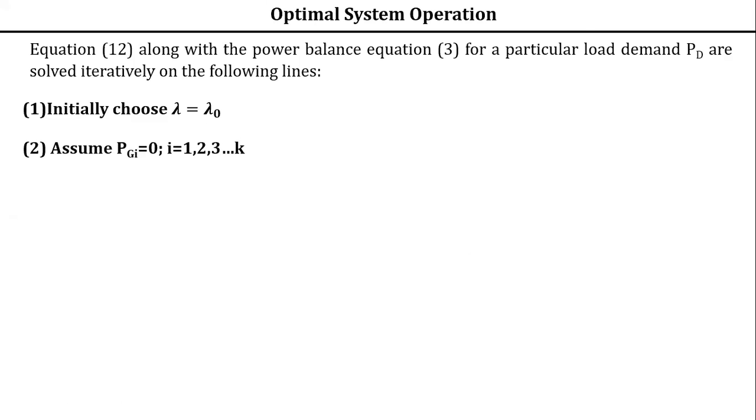Okay, next. First initially you assume lambda is equal to lambda naught. Then assume the generation is equal to 0 for i equal to 1, 2, 3, up to K. Is it clear? So this is the second step. First assume initial lambda, then assume PGi is equal to 0. Then solve equation 12 iteratively for the PGi's. Understood? So each time you have to increment it. That is equation 12 for PGi including the losses which I have just shown. So that you have to solve iteratively.